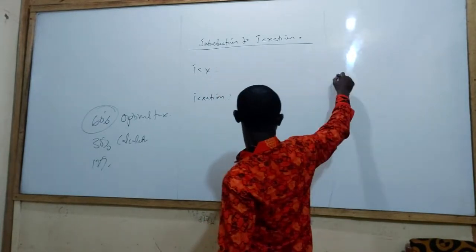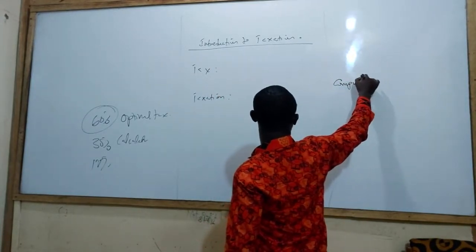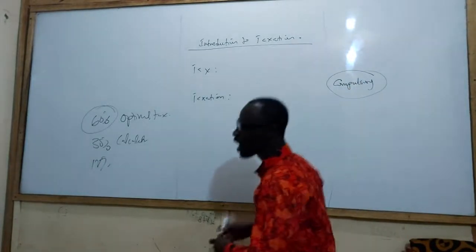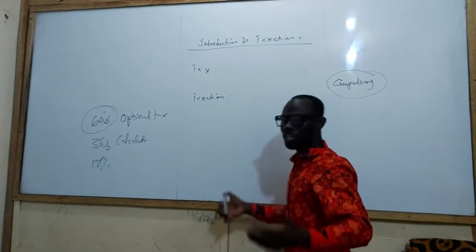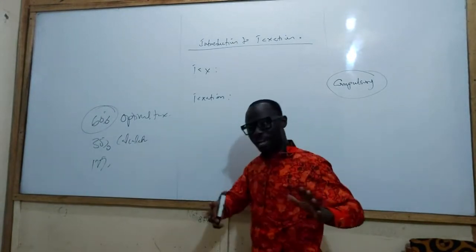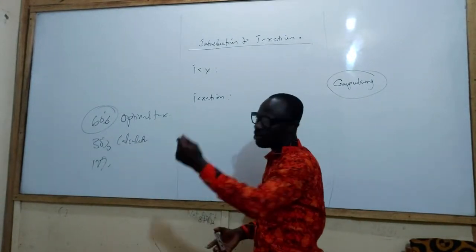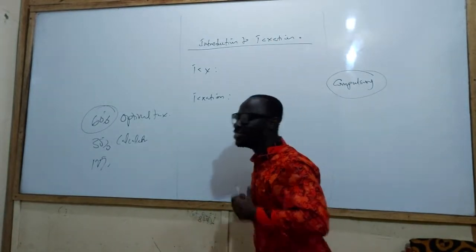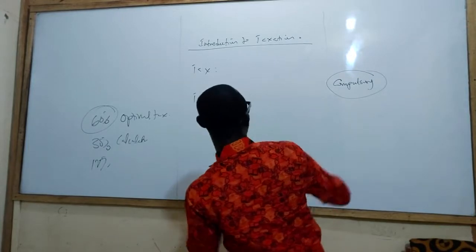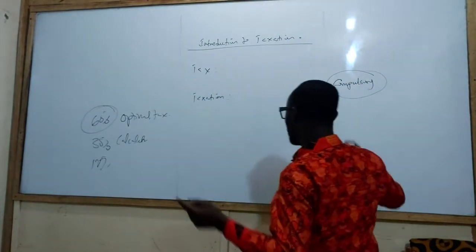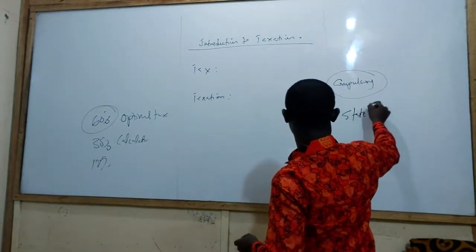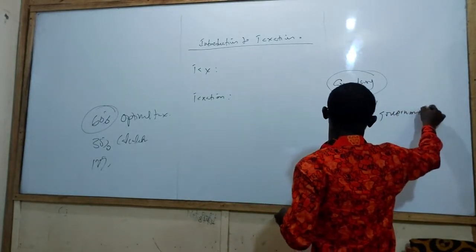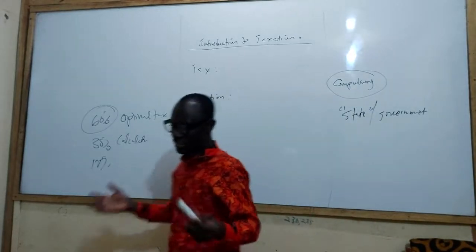It's compulsory and non-refundable, because who will give it back to you? Nobody. So even if you file your tax returns and the Commissioner General realizes that the company has paid more taxes than required, they won't give you the money. They will say, we are carrying it forward to the next accounting year. So we cannot refund it to you. It's a compulsory payment. Now, in that definition, you heard the word state. We could replace that with government. It's the same thing.